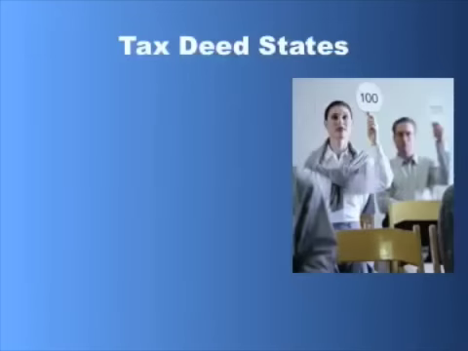Now let's talk a little bit about tax deed states. We talked about tax lien states a little bit. We talked about how tax liens work. We know that when an individual is late in paying their property taxes, the county will issue a lien against their property. That lien consists of 1 year's worth of delinquent property taxes along with any penalties and fees. We know that the county will sell that lien on an annual basis at a county tax sale.